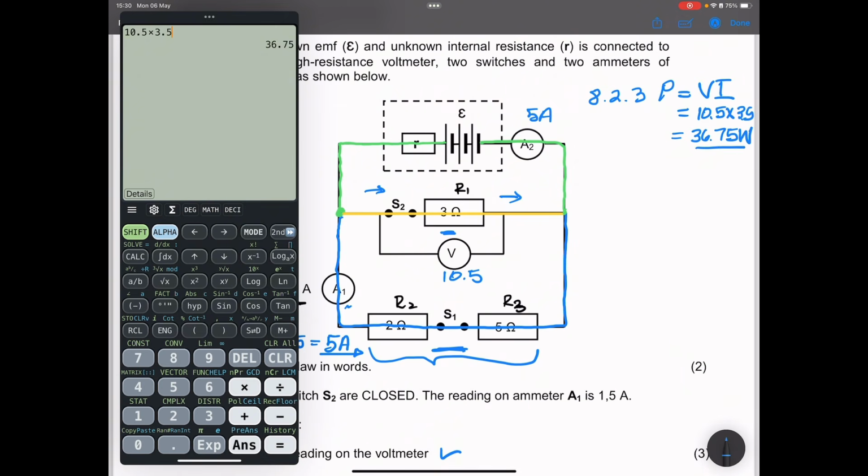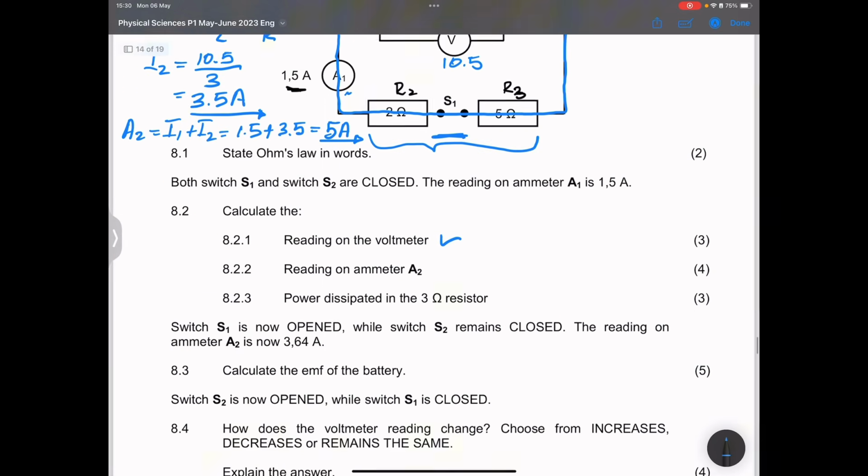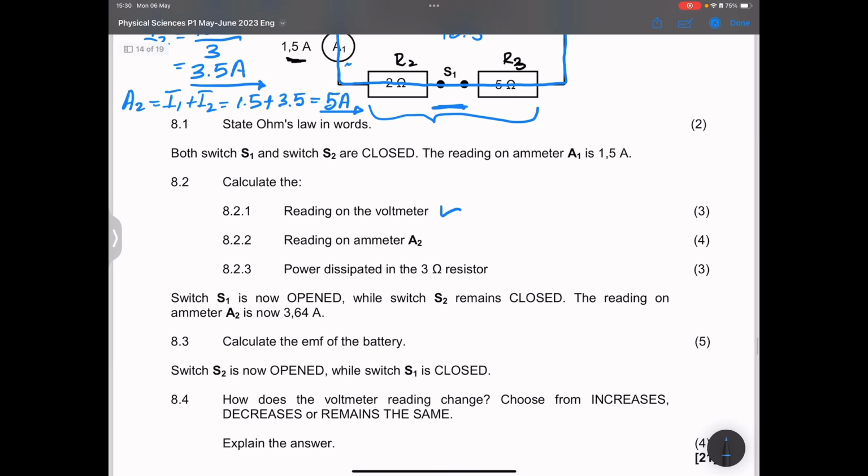Remember, power is measured in watts. You could have said I squared R, in which case it would have been 3.5 squared times the 3, right? We get the same thing, 36.75. All right, and that is how that cookie crumbles.